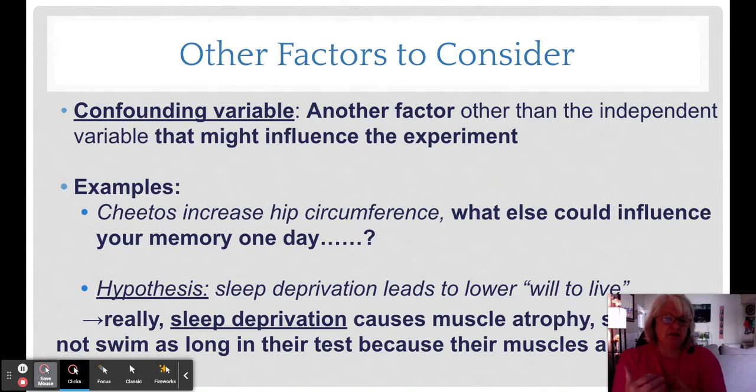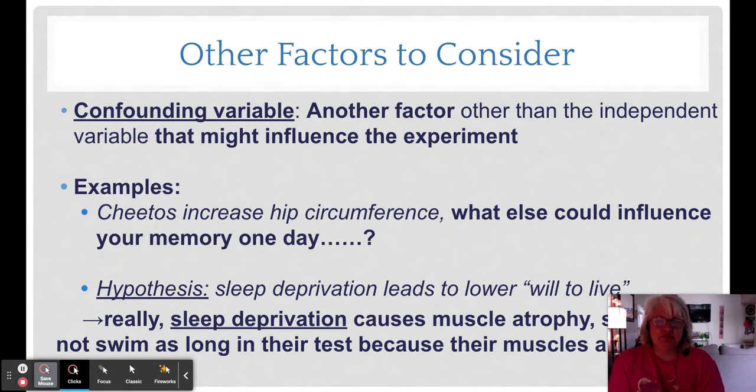I want you to think about my hip circumference and Cheeto example. What are some confounding variables that I need to be aware of? Pause the video and answer that question. Okay, so there's a lot, right? It's what else they eat, how much exercise they get, genetics, metabolism. This is why human studies are so difficult. The genetics in humans is really a confounding variable. And how do you control for genetics? Well, one way is twin studies, but we'll talk about that down the road.